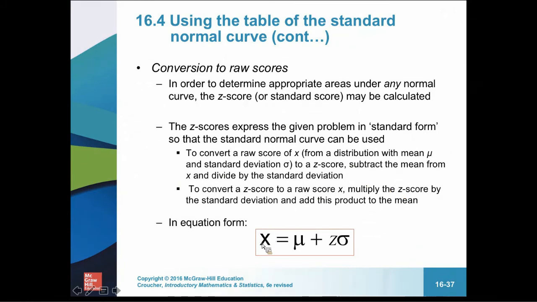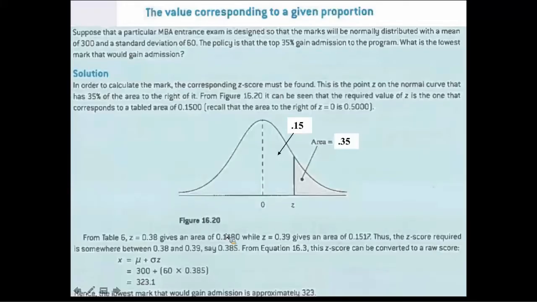What we can do, this is just a rearrangement of that Z formula, to say that if I knew my mean and I know what my Z score is and my standard deviation is, then I can pretty much work out what range my scores might be, if you like. So let's have a look at this.